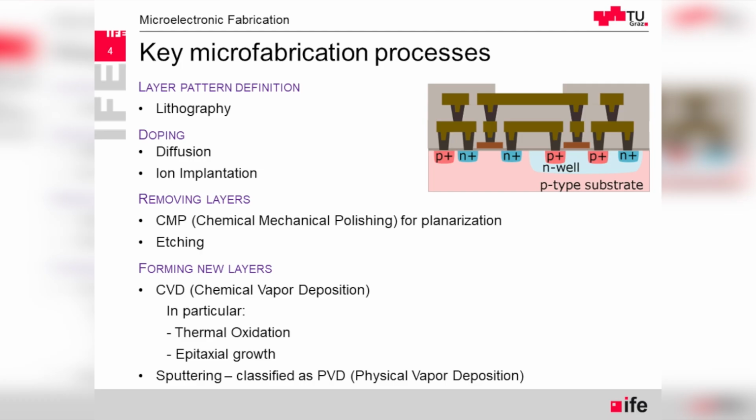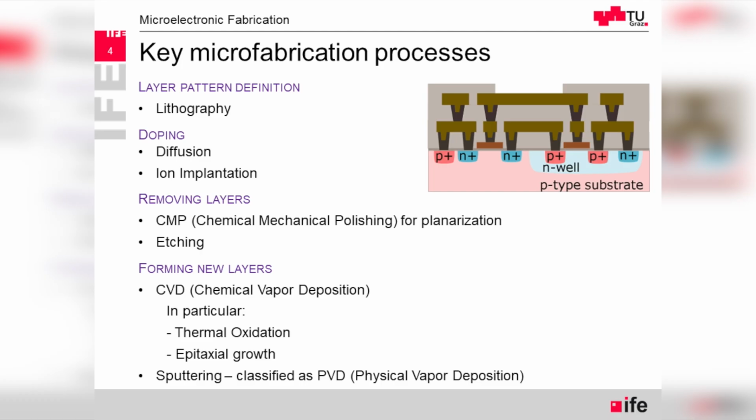And also a very important category is forming new layers. Here we have two basic components, chemical vapor deposition and physical vapor deposition. In the first one, we have growth of many thin film layers of different types and composition. In the second case, it's specifically used for depositing metals.